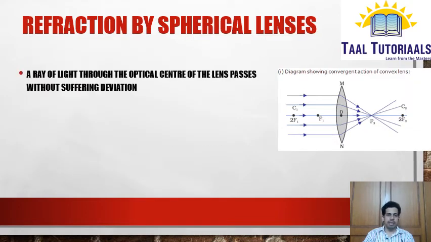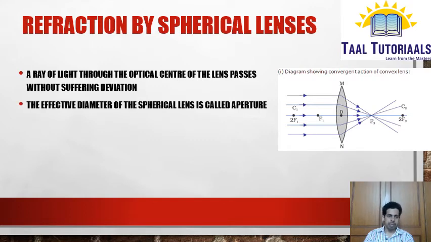A ray of light through the optical center of the lens passes without suffering any deviation. In the diagram, the line passing along the principal axis, through 2F1, F1, O, F2 and 2F2, is a straight line and does not suffer any deviation, compared to all the other four lines. Any light ray which passes through the optical center will not deviate. It will just go as a straight line. Remember this point, as it will be helpful when we draw ray diagrams for image formation.